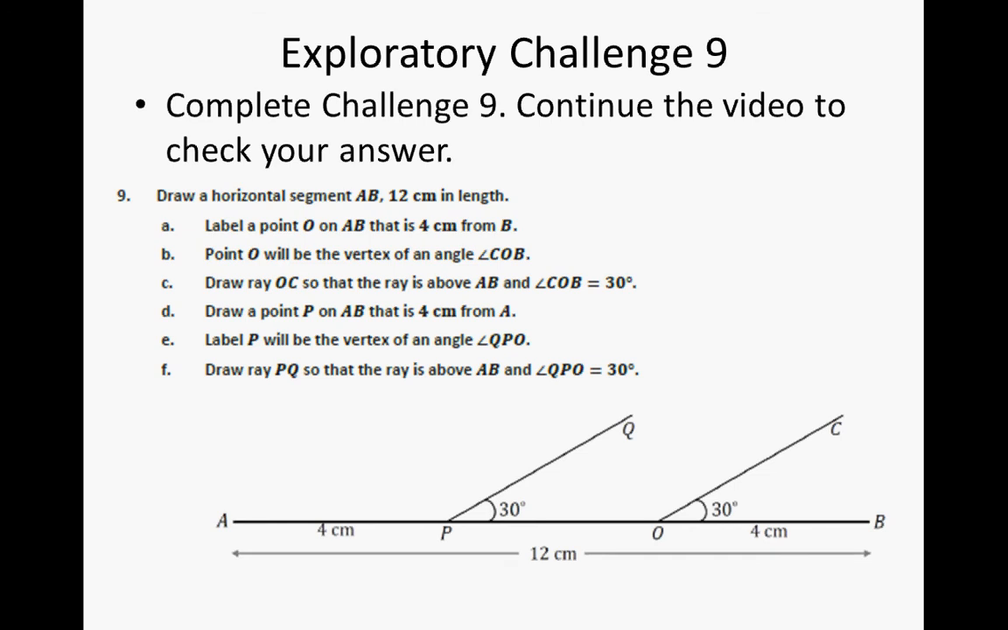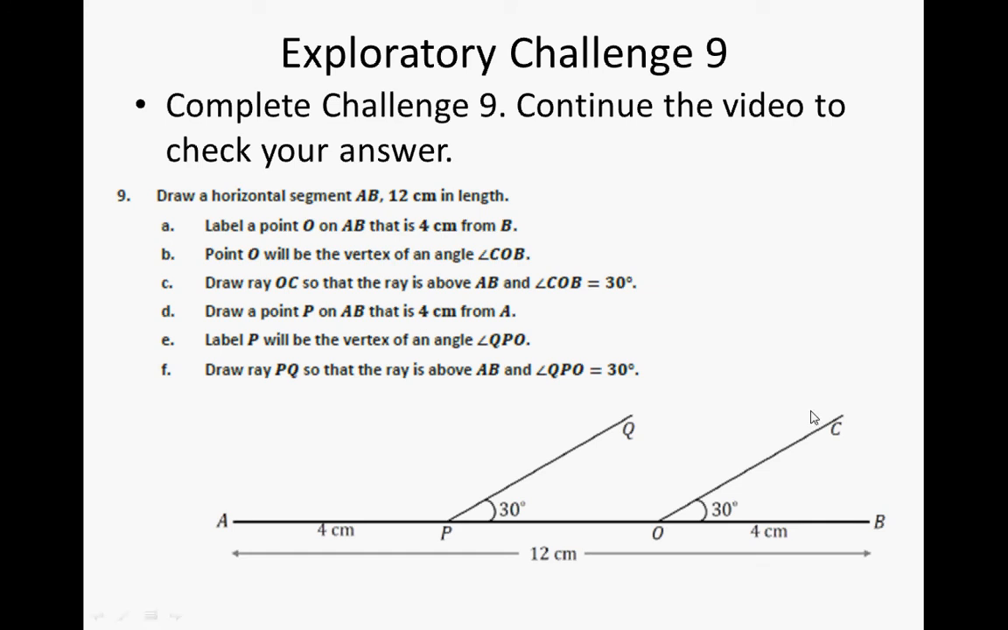So now we want to draw a horizontal line segment AB with 12 centimeters in length. So that is A to B. Point O will be at the vertex of angle COB. So here is point O. Draw ray OC so that the ray is above AB and angle COB is 30 degrees.